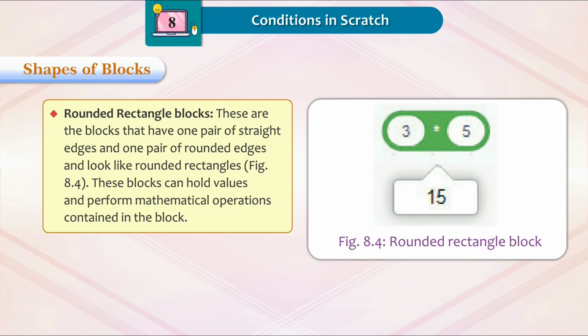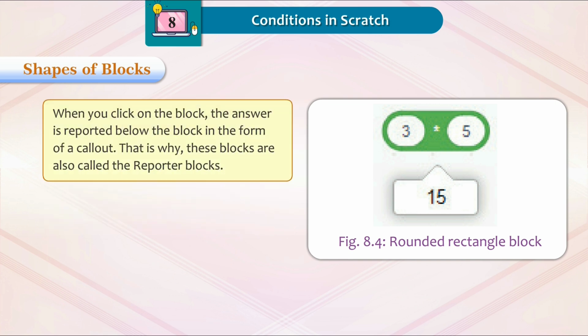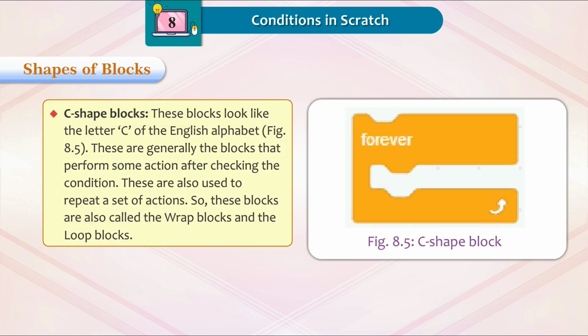Rounded rectangle blocks. These are the blocks that have one pair of straight edges and one pair of rounded edges and look like rounded rectangles. Refer to figure 8.4. These blocks can hold values and perform mathematical operations contained in the block. When you click on the block, the answer is reported below the block in the form of a callout. That is why these blocks are also called the reporter blocks.